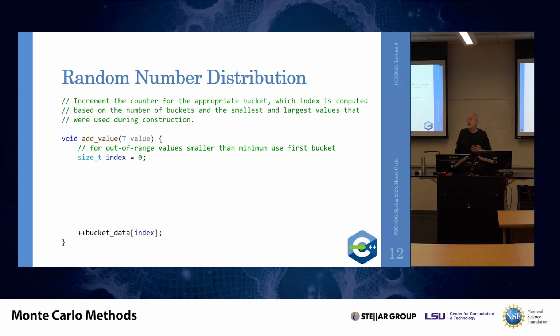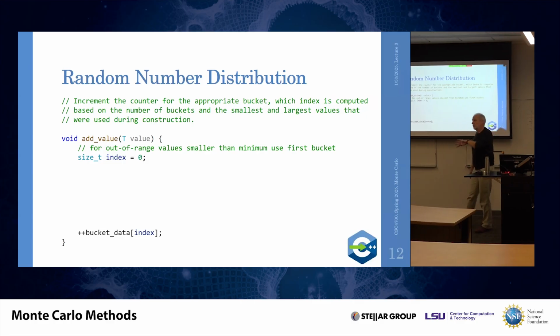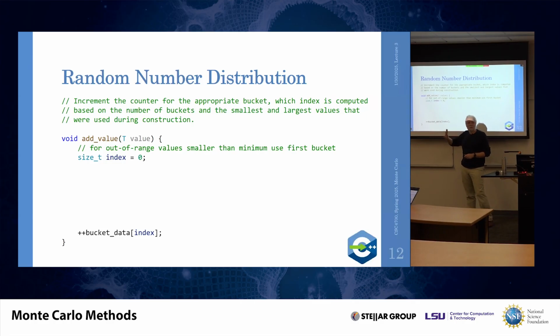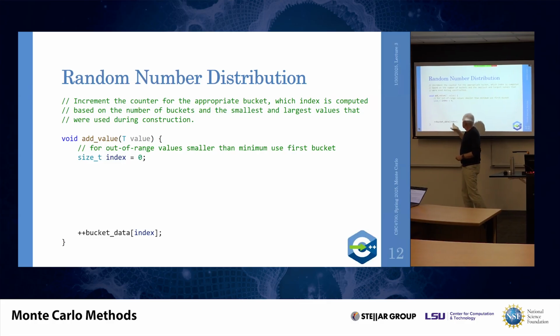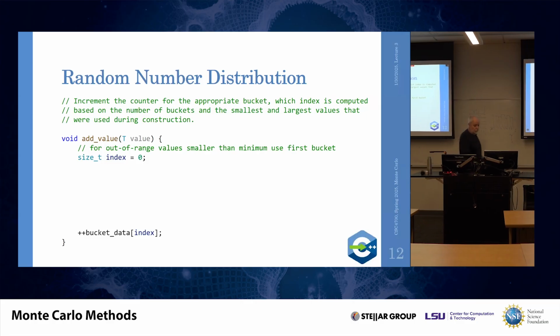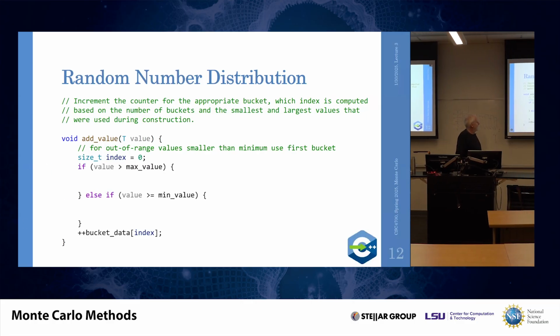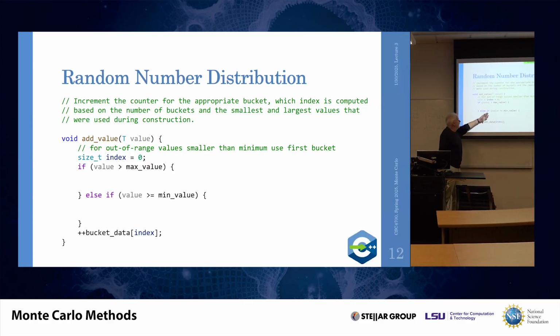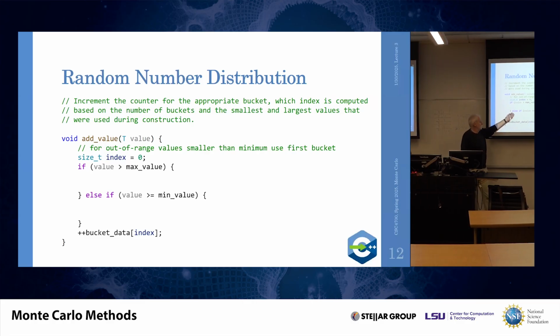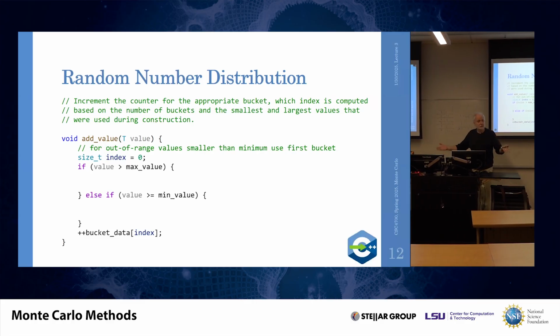We will assume that index 0 corresponds to the values lower than the minimum, and the last bucket entry will correspond to the entries that are larger than the maximum. That's why by default, it will just initialize everything that's smaller, and we have to handle all the other cases. So if the value is larger than max value, we have to do one thing, and otherwise, we have to place it in the correct bucket.